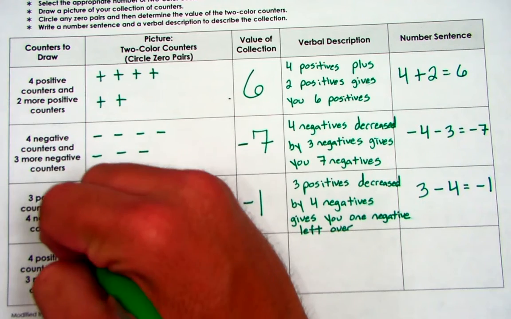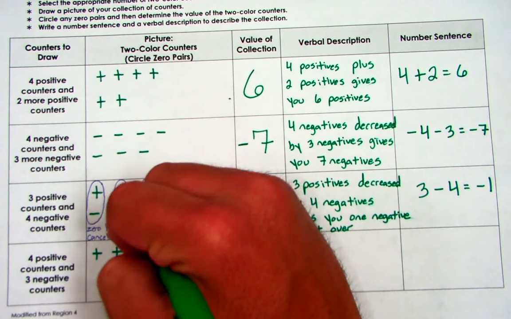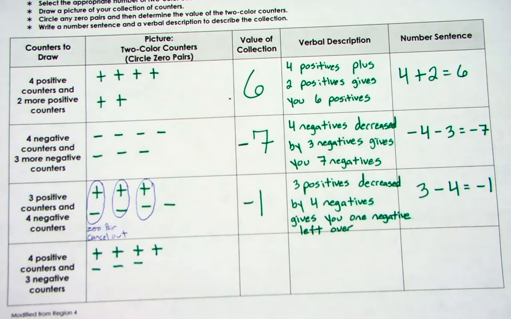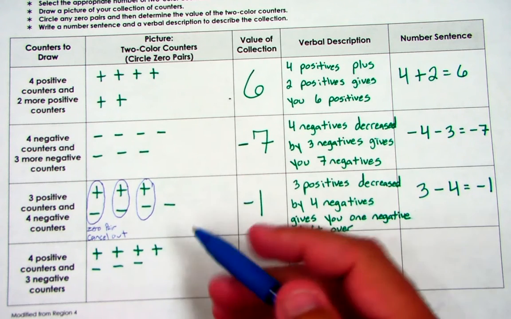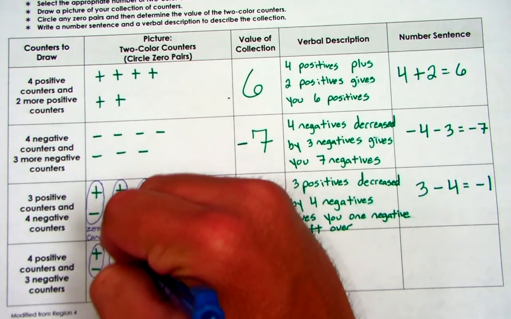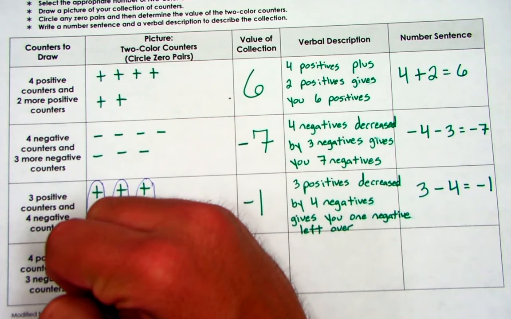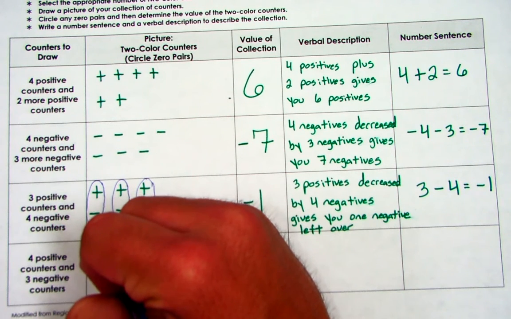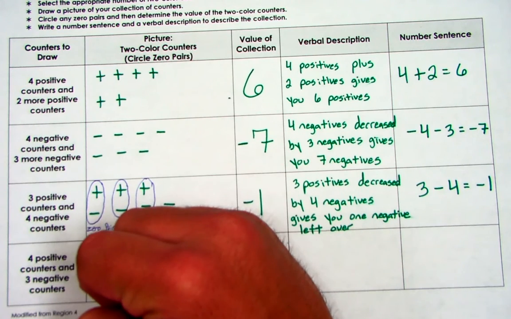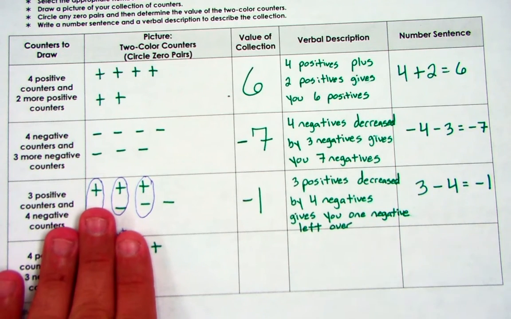So it says we have 4 positives, and then we have 3 negatives. Well, if you notice here, not the same sign. All these guys that I just circled, they're arch enemies. They go into battle and they zero each other out, known as a zero pair. They cancel out. Well, what was I left with? I was left with 1 positive.